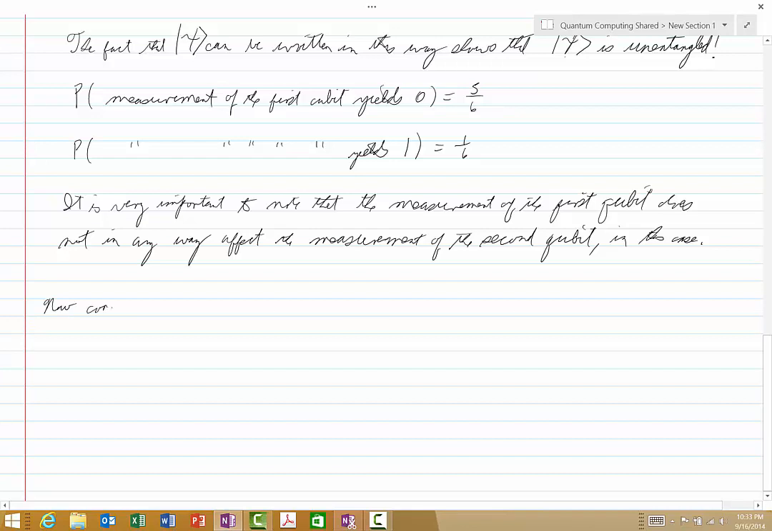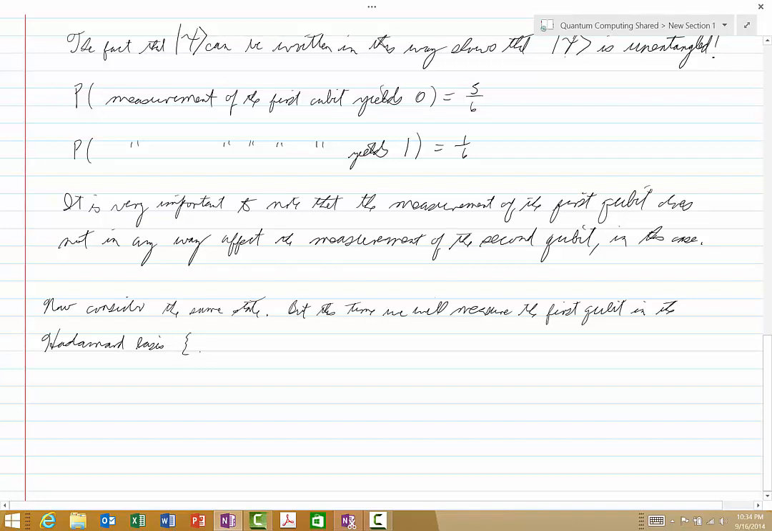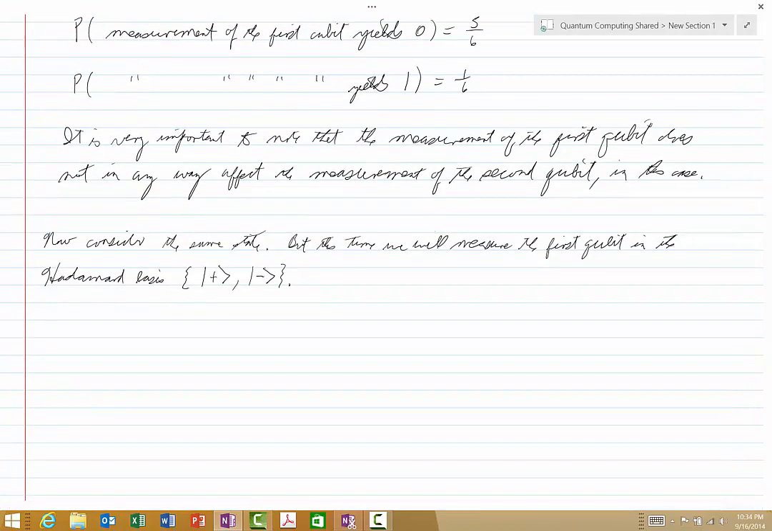Now consider the same state, but this time we will measure the first qubit in the Hadamard basis. Okay, so how would we do this? Well, again, let's start by writing down the expression for psi.